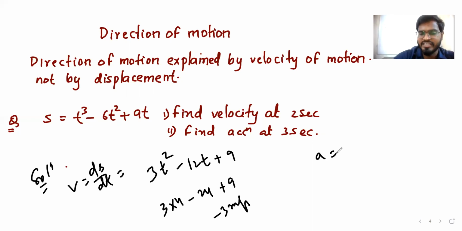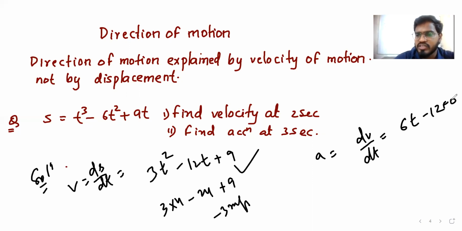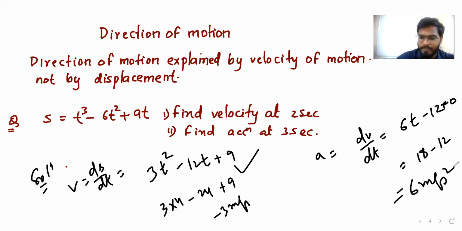Now acceleration, guys, acceleration is equal to dv by dt, right? dv by dt means acceleration, differentiation of this. So we can say 6t minus 12 plus 0, right? Now put the time value, time is 3, so if you put 3 here, then 18 minus 12, it is going to be 6 meter per second square. That's it, right? So remember, the direction of motion will be given by velocity, not by displacement. That is an important point.